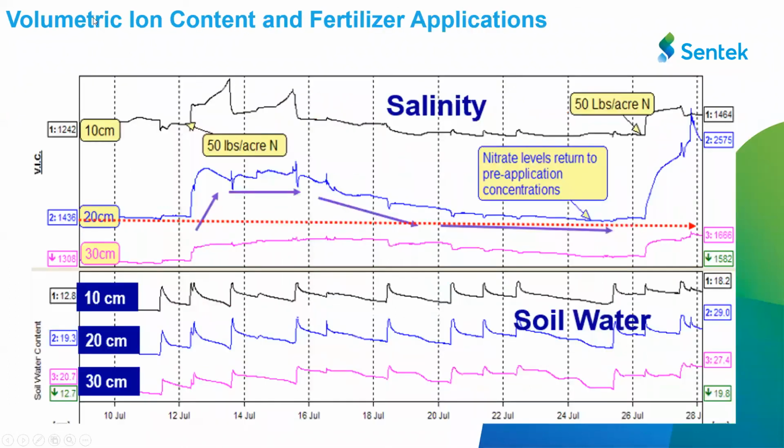Here we're showing how we can use the volumetric ion content and fertilizer applications based on salinity in the soil profile, right? So you can see that we have a baseline of volumetric ion content. You apply nitrogen, for example, in this case, and you can see the plants using the nitrogen, where you would make a decision to side dress again once you've gotten down to the baseline you had at the start of the season.